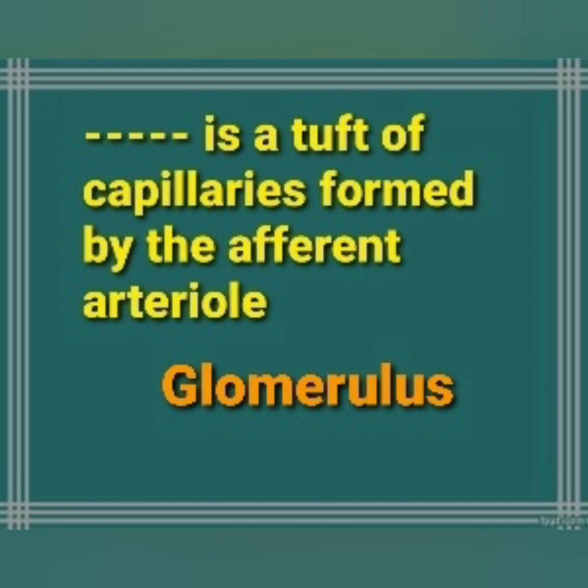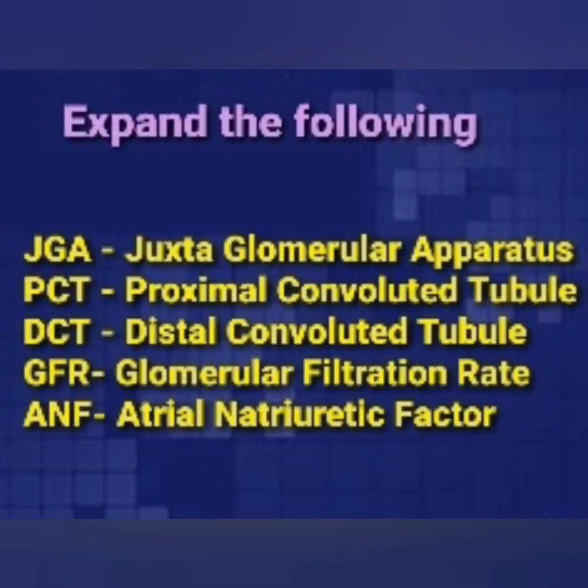Dash is a tuft of capillaries formed by the afferent arteriole. The answer is glomerulus. Expand the following. First one is JGA. The answer is juxtaglomerular apparatus. Next one, PCT. The answer is proximal convoluted tubule. Third one, DCT, distal convoluted tubule. Fourth one is GFR. The answer is glomerular filtration rate. Last one, ANF, atrial natriuretic factor.